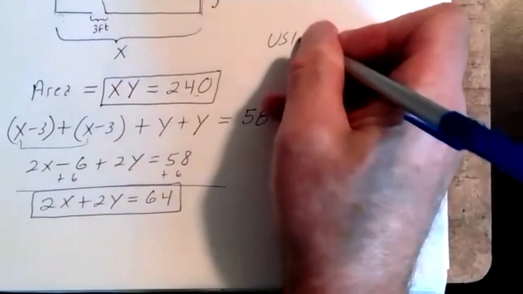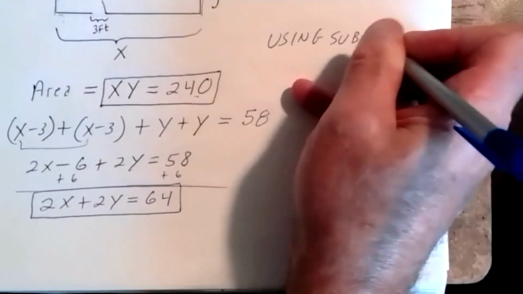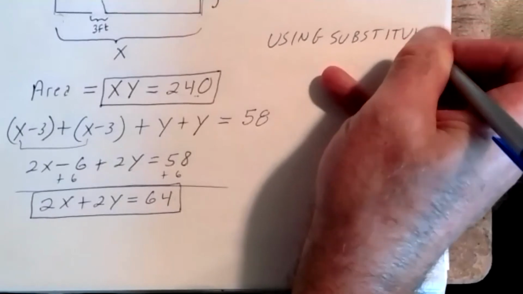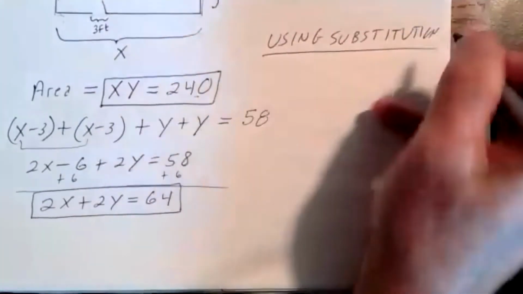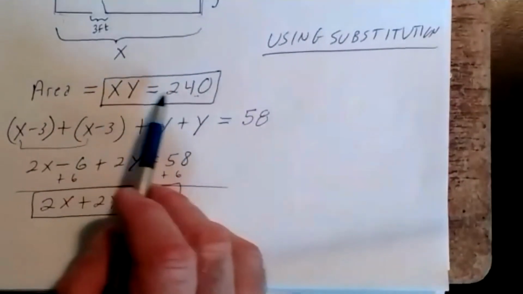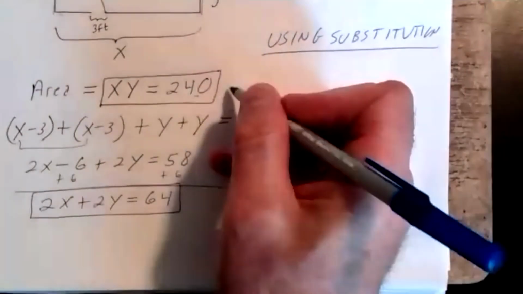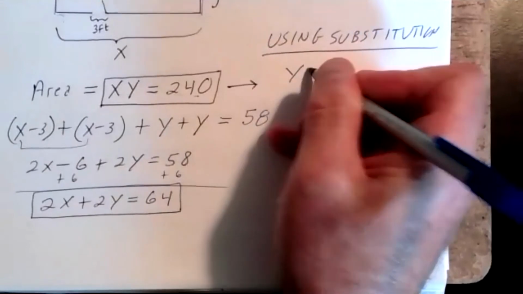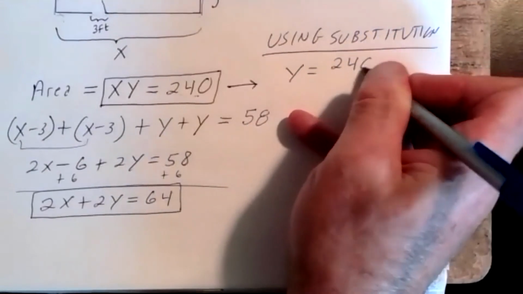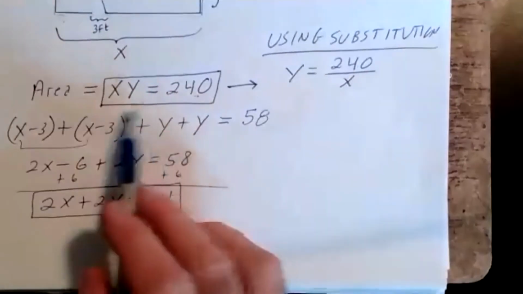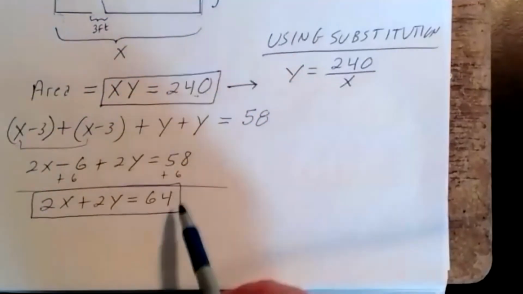Substitution. Using substitution. Yeah, substitution is the way to go here. So using the substitution method to solve this system, I have to solve this equation for x or y in terms of the other variable. Doesn't matter which one. I will solve for y. Therefore, y is equal to 240 divided by x. I divide both sides of this equation by x to solve for y.